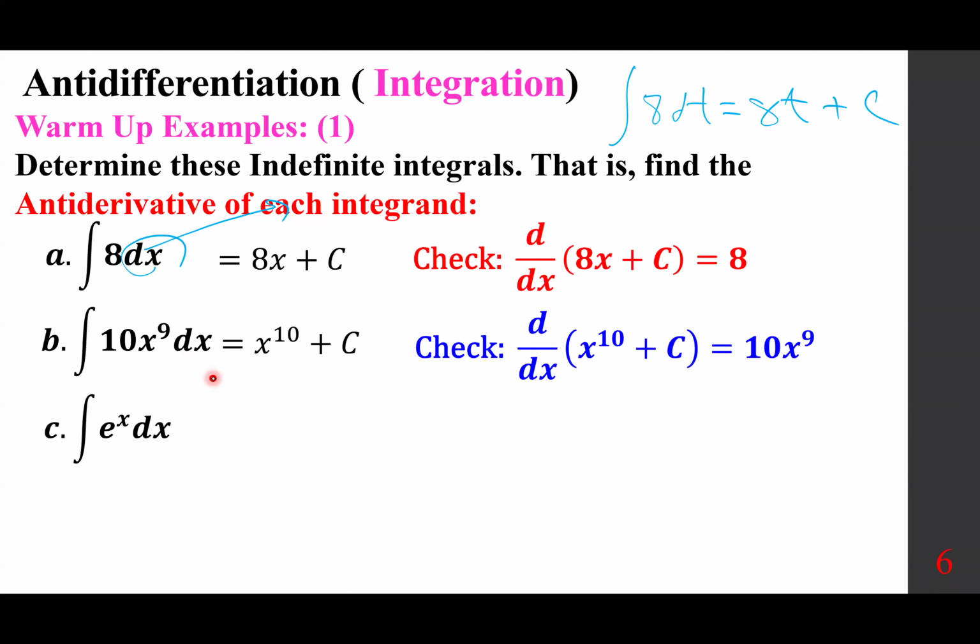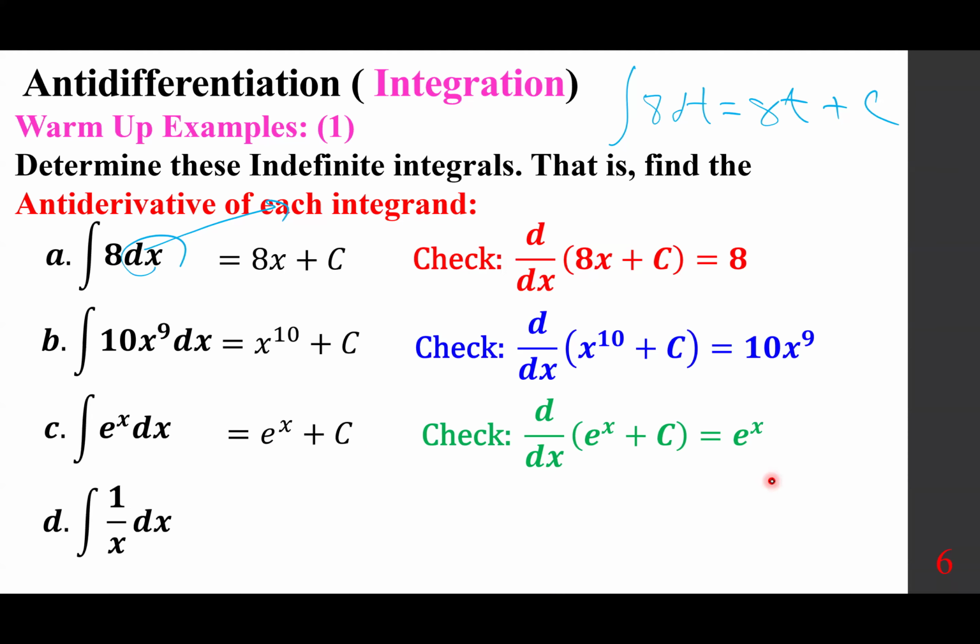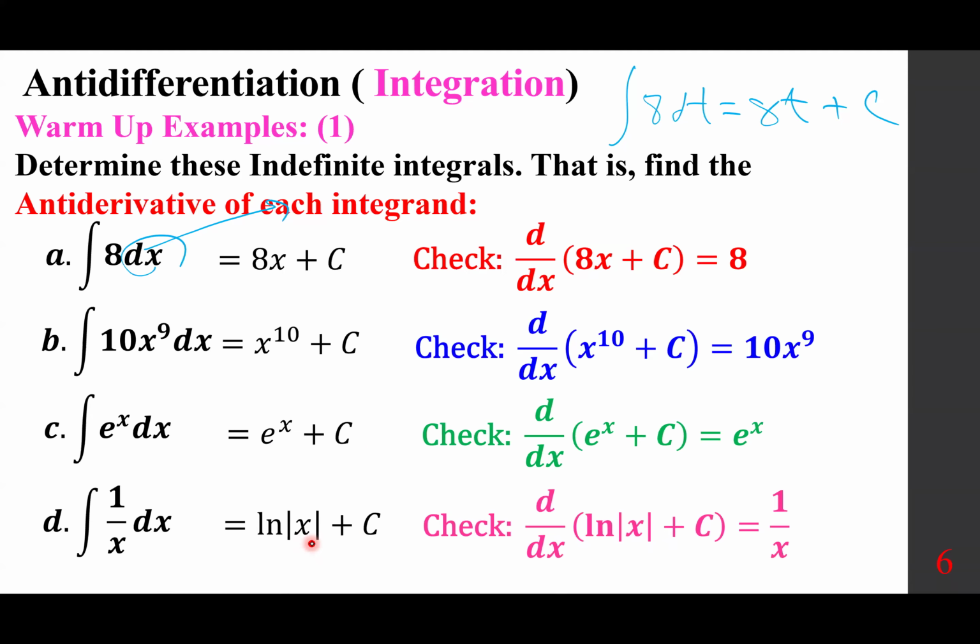Now, e to the power of x, as you know, the derivative is itself. So the answer is itself plus a constant. So to check, you differentiate the right side. And finally, the integral of 1 over x dx. As you recall, the derivative of natural log is 1 over x. So you're going to say natural log of absolute value of x plus c. And again, absolute value because the domain is from 0 to infinity. You check by differentiating the right side. So it's pretty straightforward, everybody.